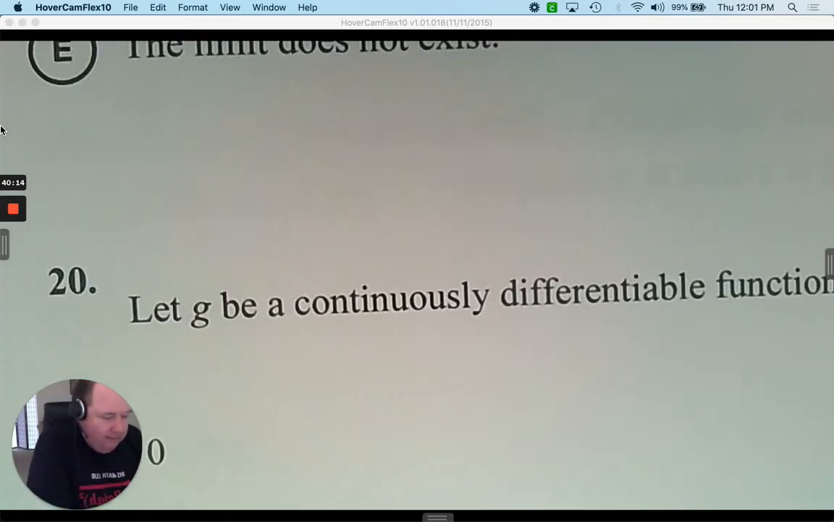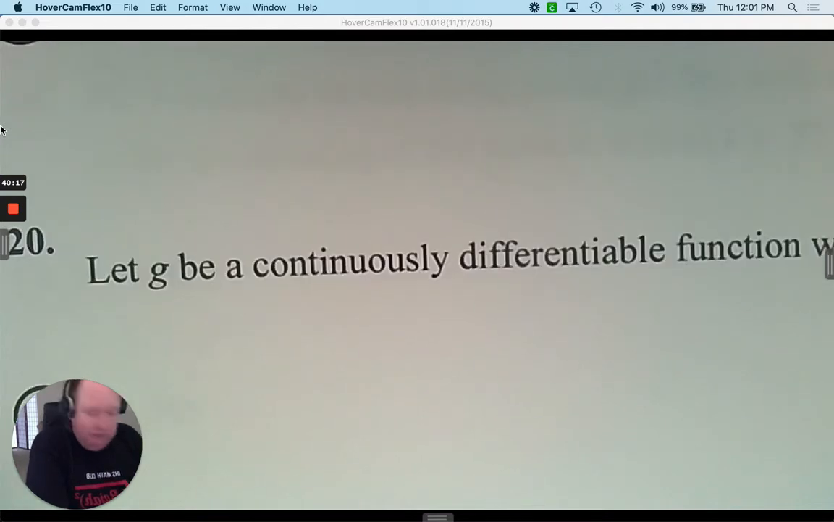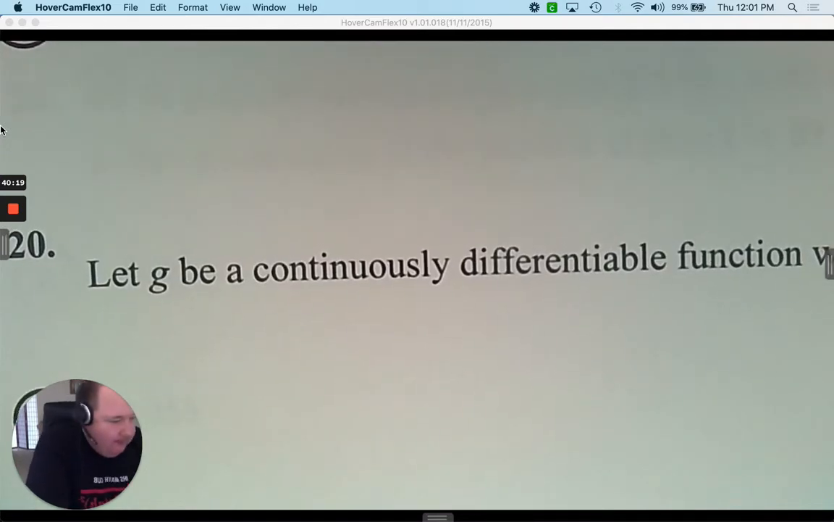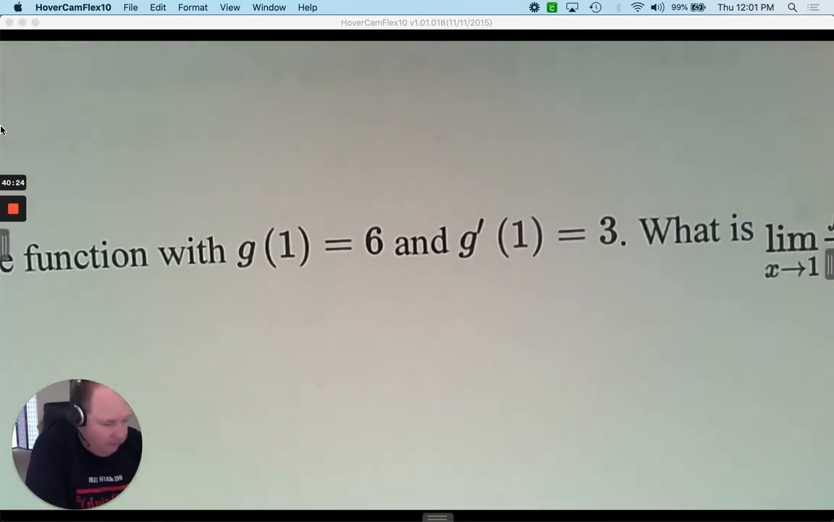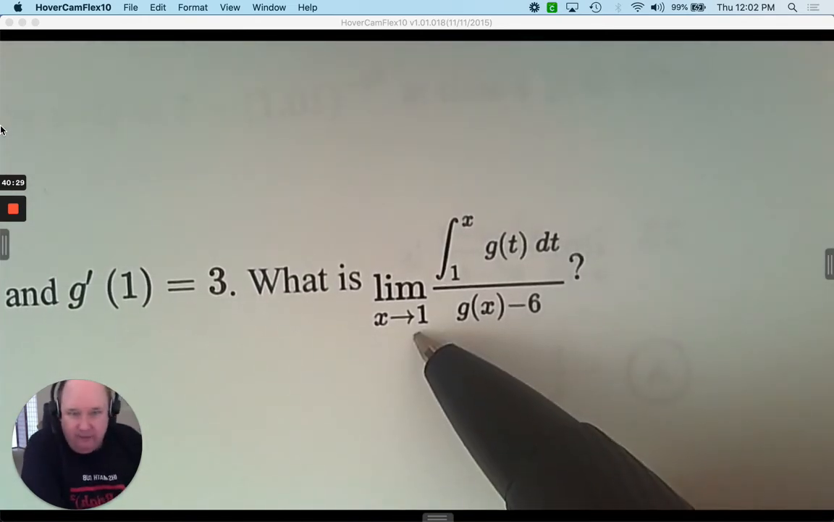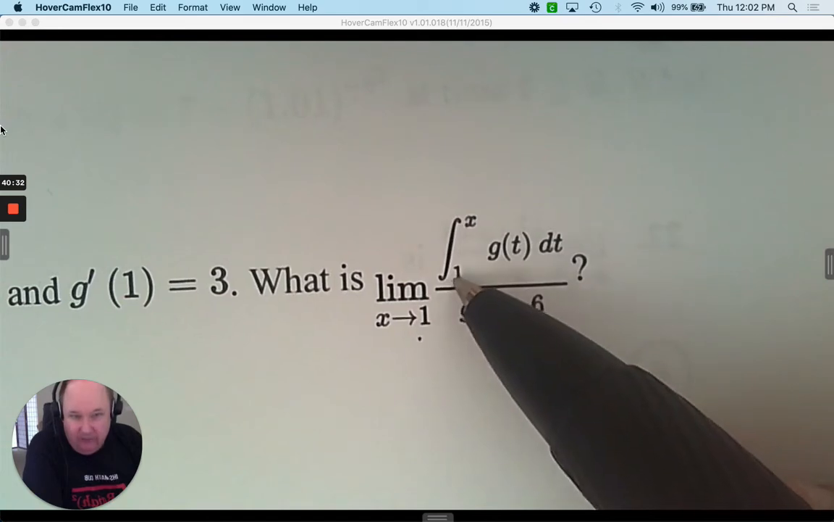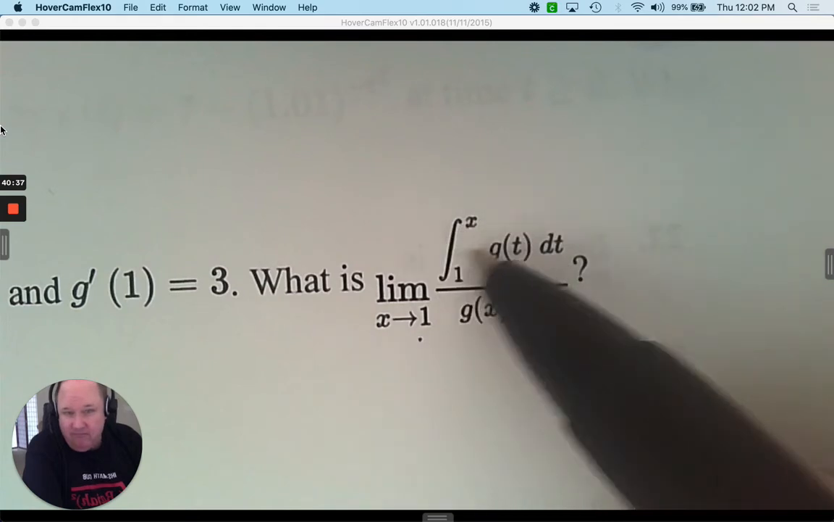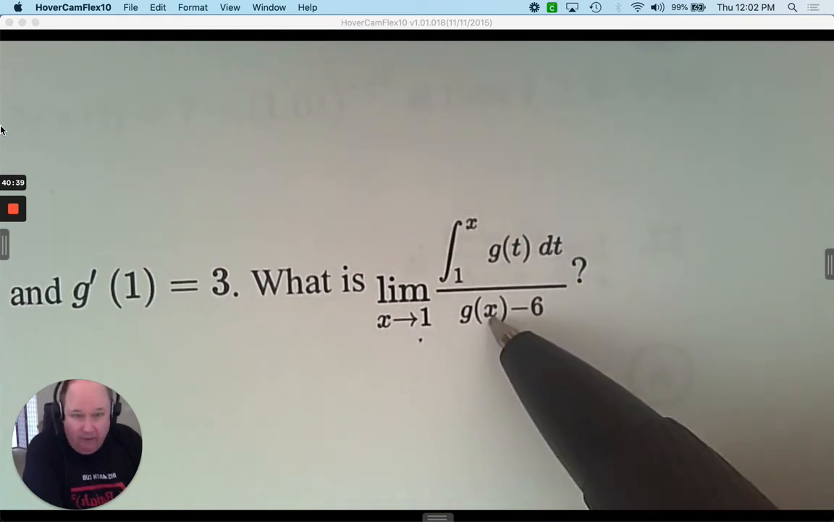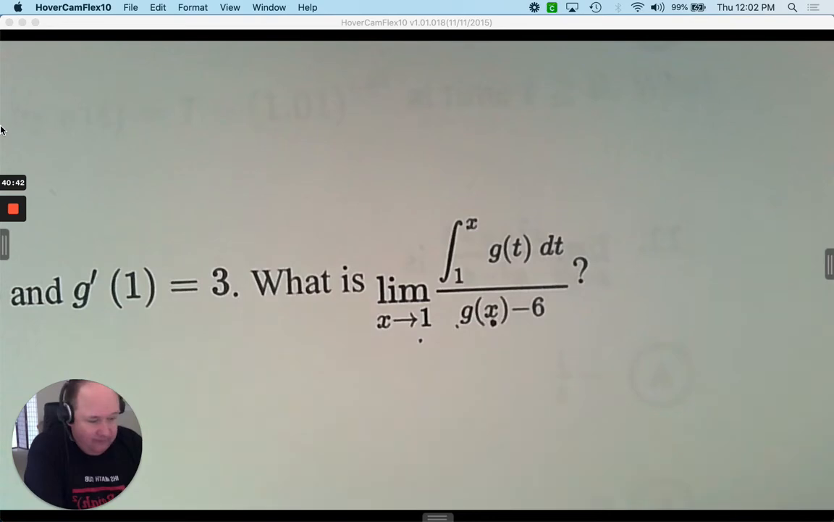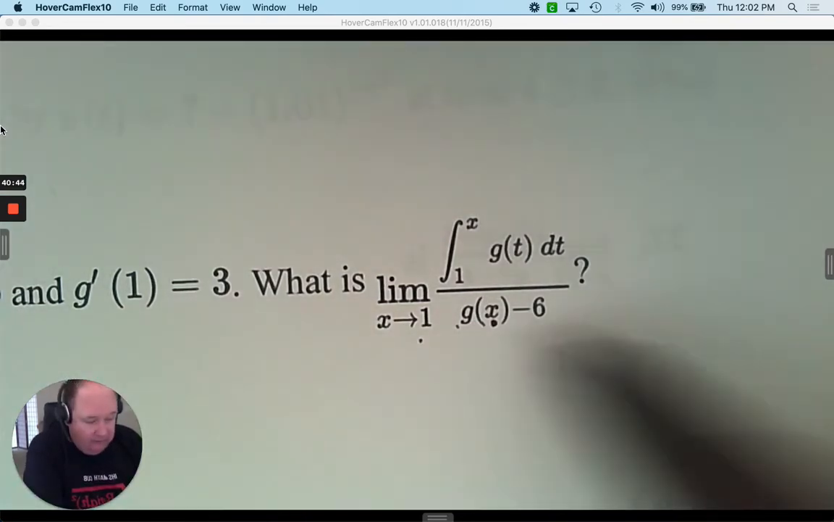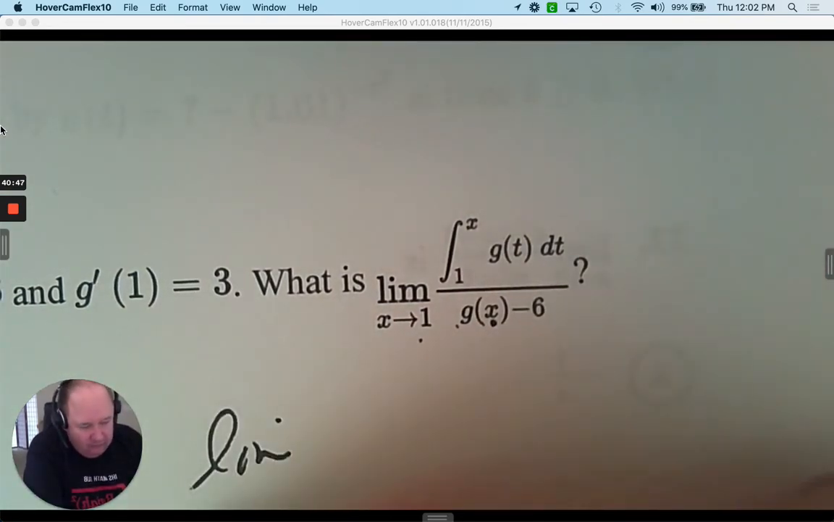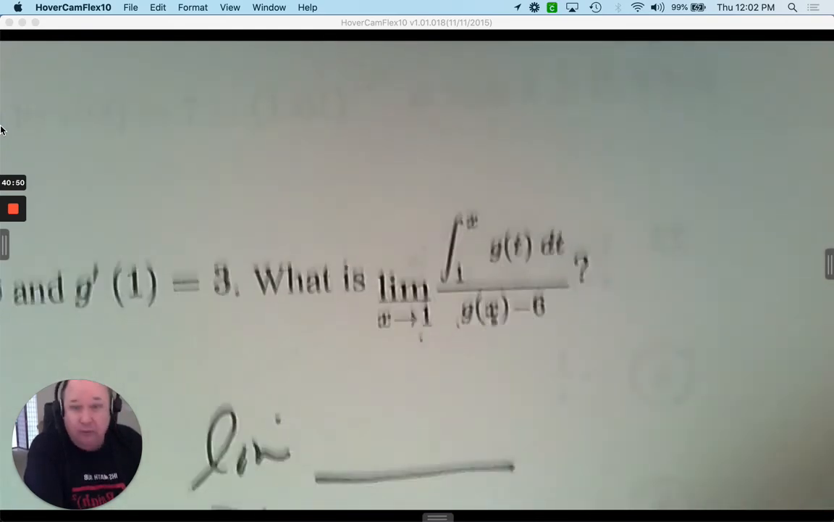Number 20. Let g be a continuously differentiable function. G at 1 equals 6. The g prime at 1 equals 3. And you're given this limit. So step 1 for this limit, plug 1 in for x. If you're integrating from 1 to 1, that answer is 0. There's no area defined. 1 to 1, it's 0. And then if I plug 1 in for x, g at 1 is equal to 6. And 6 take away 6 is 0. It's indeterminate.